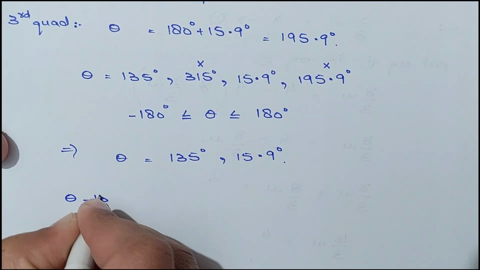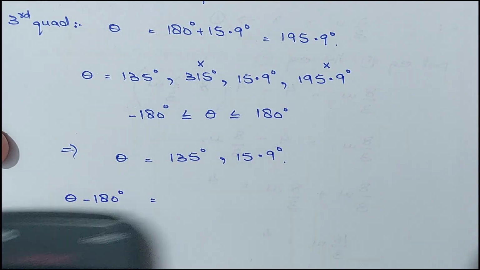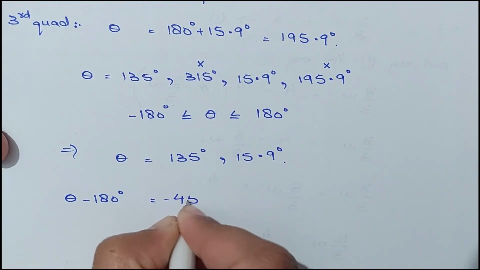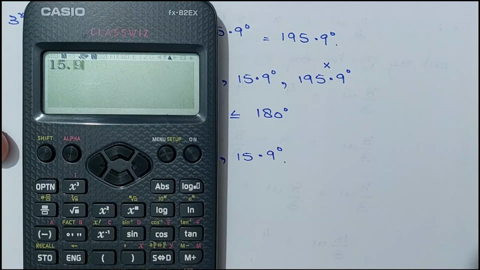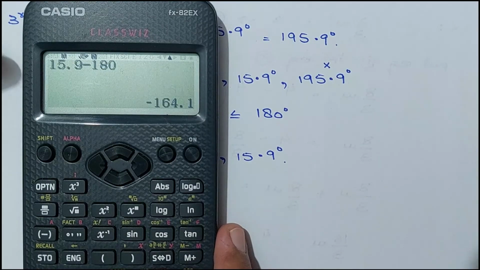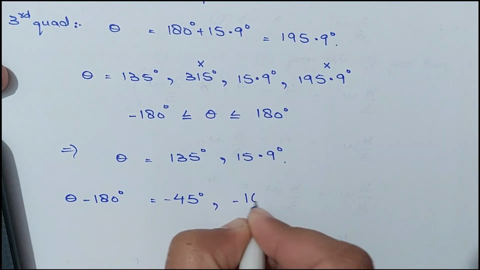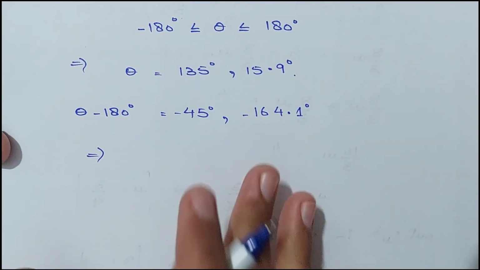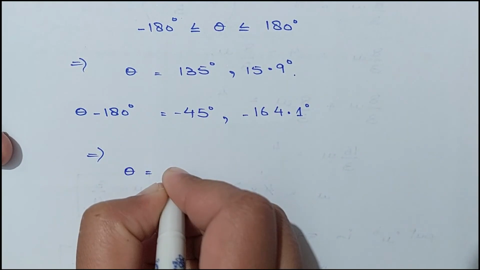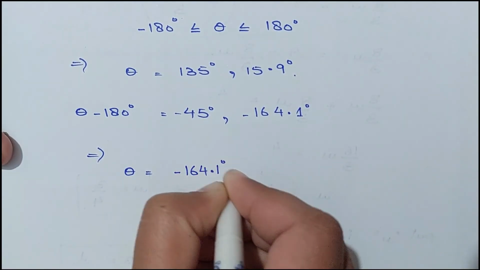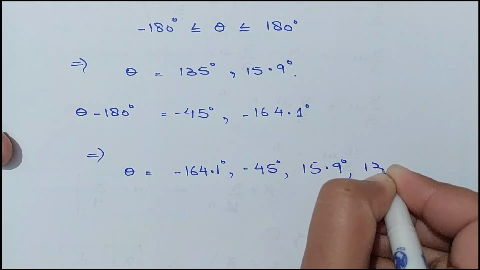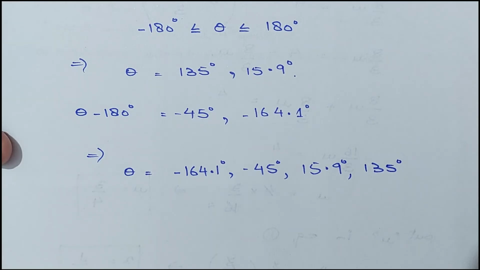Okay, let's find out the negative values of theta. So in theta we have to subtract 180. We will get the negative values of theta. 135 subtract 180, which is minus 45 degrees, and 15.9 subtract 180, this is minus 164.1 degrees, right? So the values of theta, if I arrange them, are minus 164.1 degrees, minus 45 degrees, 15.9 degrees, and 135 degrees. All these values belong to the given domain of theta.